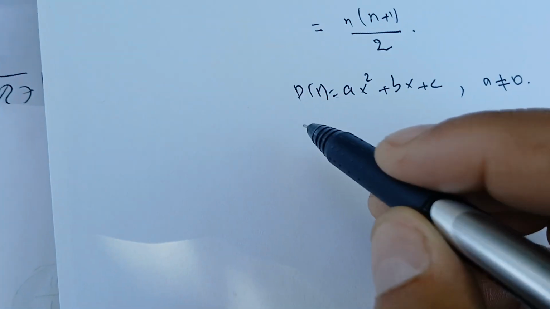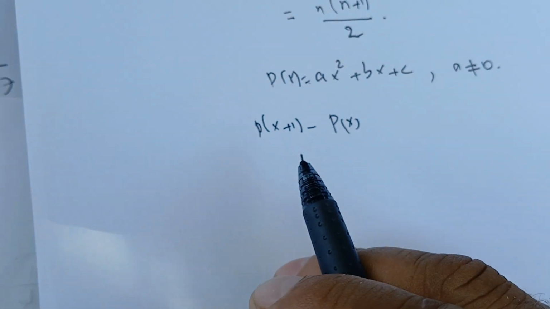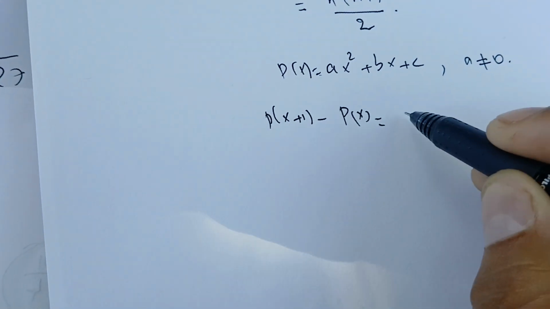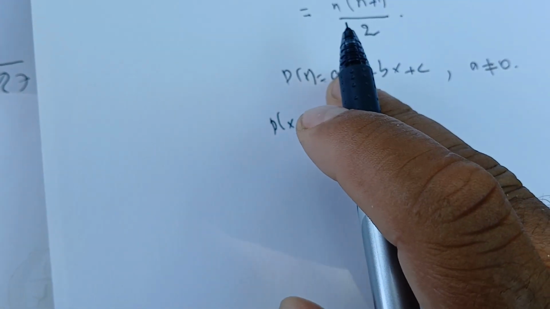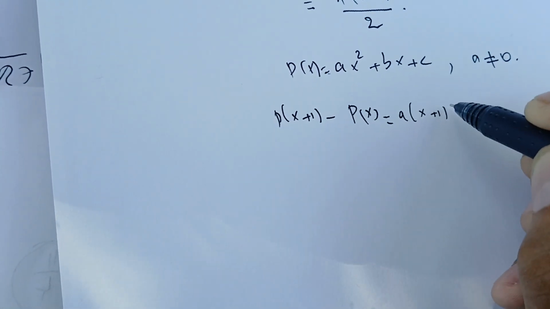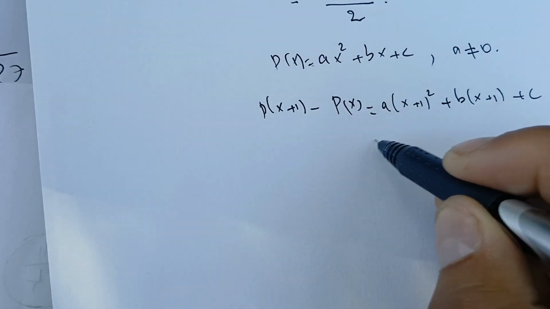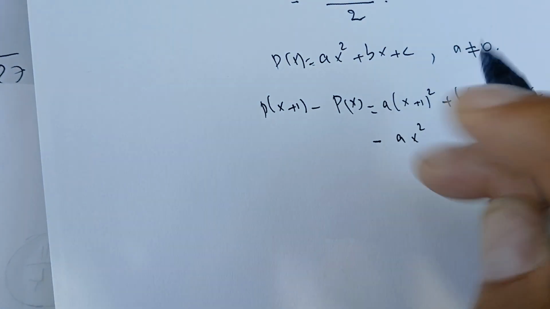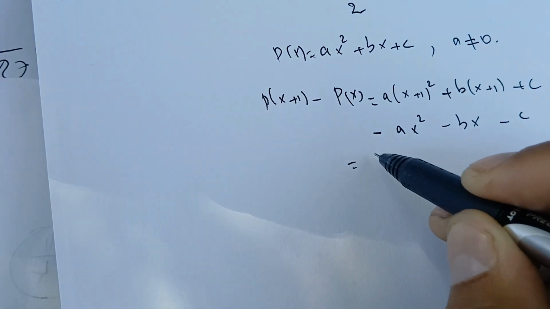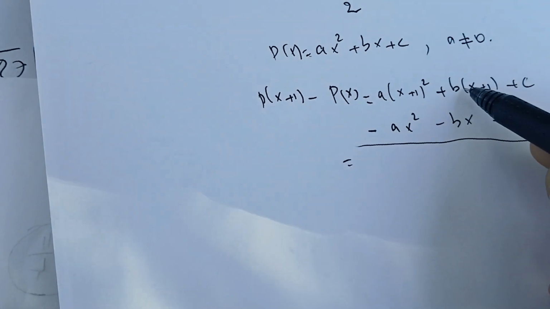Okay, so we compute p of x plus 1 minus p of x, and from there we'll see what we're gonna do. So let's do that. In this expression we're gonna switch to x plus 1, and we get a times (x plus 1) squared plus b times (x plus 1) plus c minus ax squared, this is p of x, minus bx minus c, and when we do the addition, the c is gonna go.